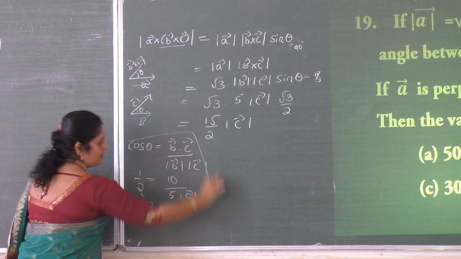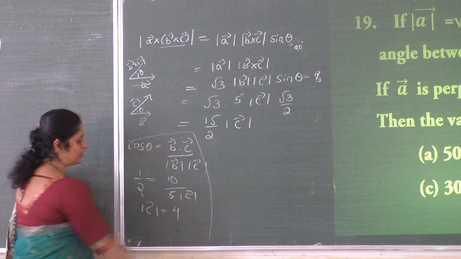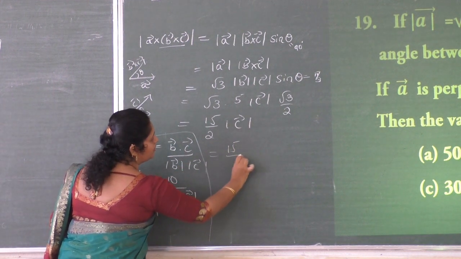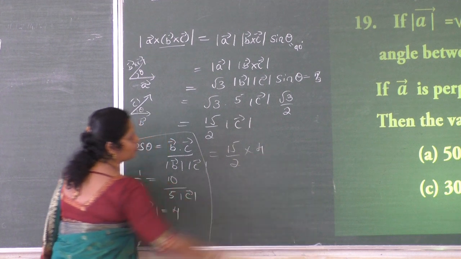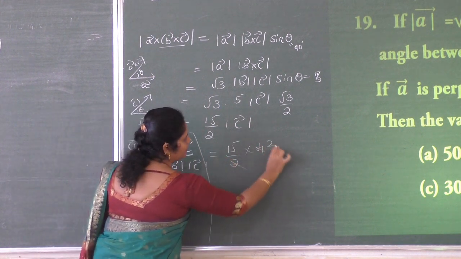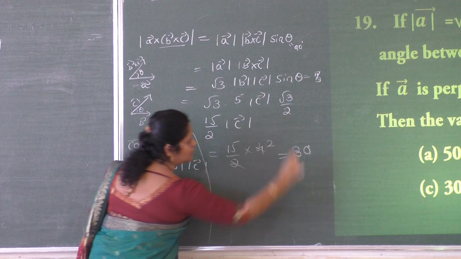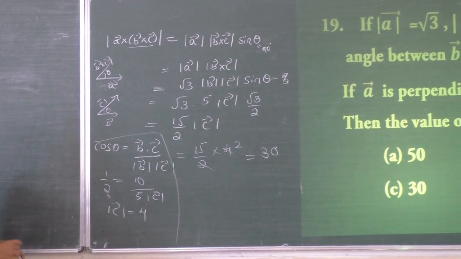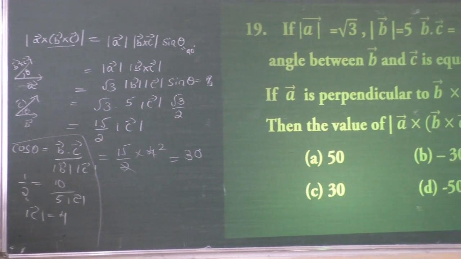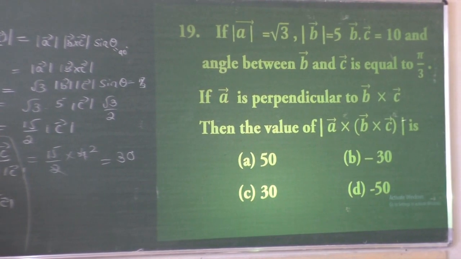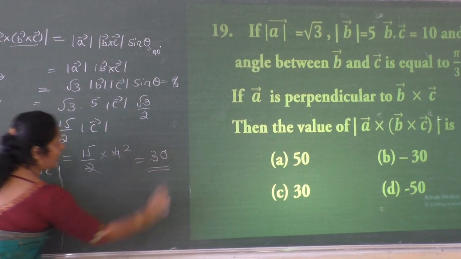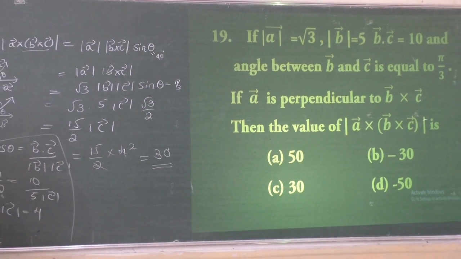Now, what is the magnitude of vector C? That is 4. So I am writing 15 by 2 into 4. So the answer is 30. That value is 30. So the magnitude of vector A cross vector B cross vector C, using the given conditions, we find the answer 30.